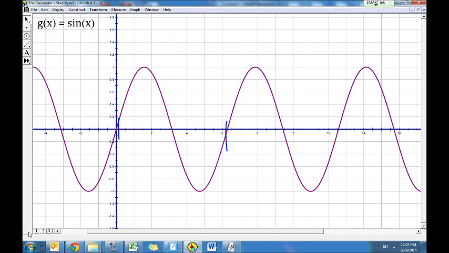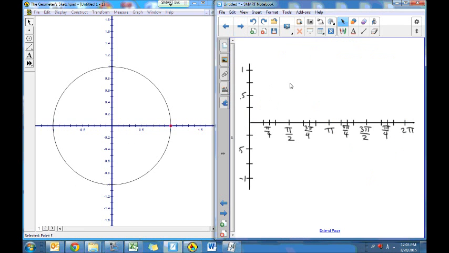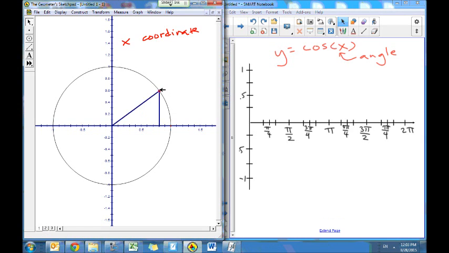Okay, let's go back and now look at the cosine of x. Now we'll do a similar thing for the cosine of x. Y equals the cosine of x. This is, again, still the angle. But for the cosine of x, we're looking mostly at the x-coordinate. Okay, so start back here. Now, if the angle is 0, the x-coordinate happens to be 1. So it starts off here.